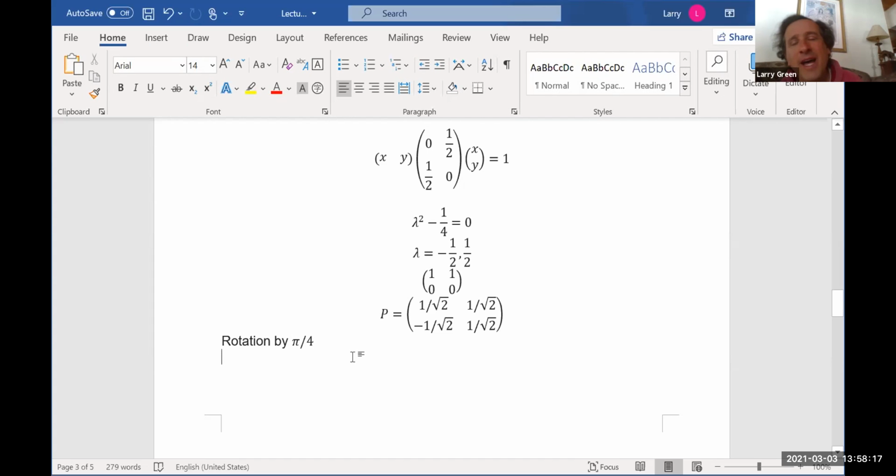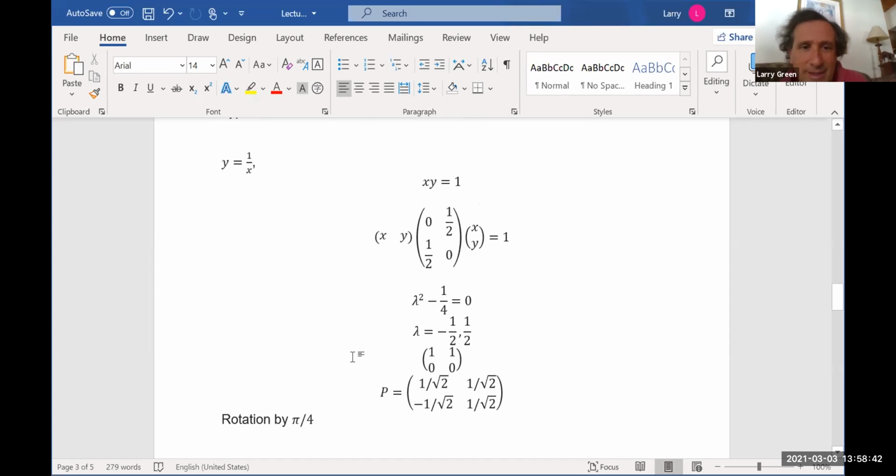Okay, and that's what you kind of knew already, that y equals 1 over x was your butterfly. But it's a butterfly rotated, or a hyperbola rotated by pi over 4. Any questions on that? So we're totally able to understand what this conic is by diagonalizing our matrix, because we know it's a hyperbola, and we know that it's rotated by pi over 4.